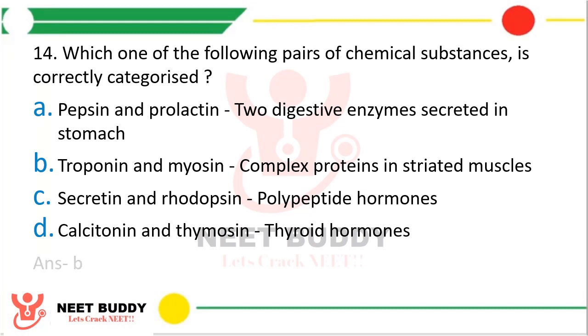The correct answer is option B, troponin and myosin. These are complex proteins that are found in striated muscle. Prolactin in option A is not a digestive enzyme. Rhodopsin is not a polypeptide hormone in option C, and thymosin is not secreted by thyroid. Thymosin is not a thyroid hormone in option D.